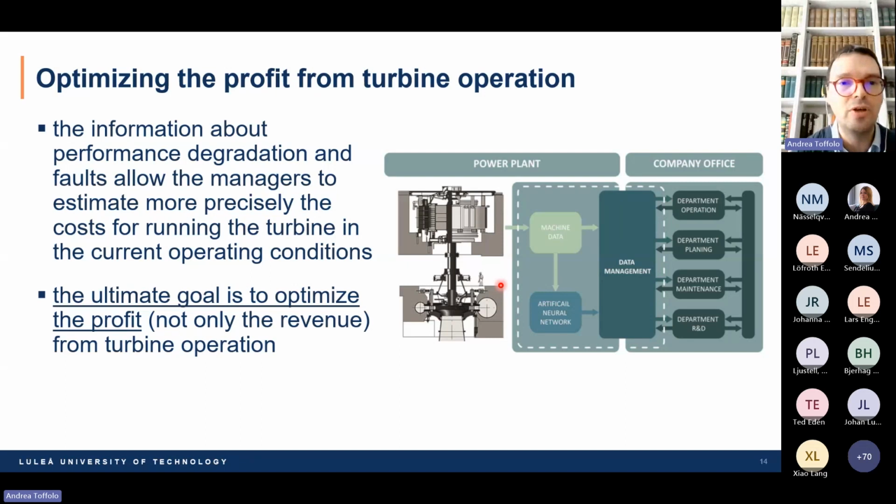So the ultimate goal is to optimize the profit of running the turbine under given operating conditions, and not only the revenue. The profit, of course, is the difference between revenue and costs. And the neural network results allow you to have a more precise idea of running costs.